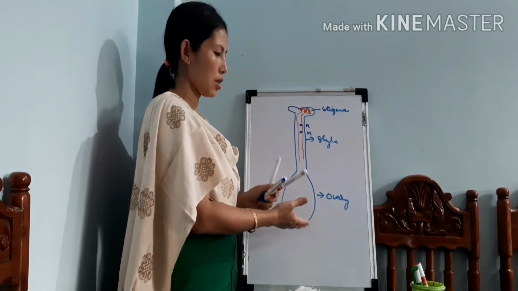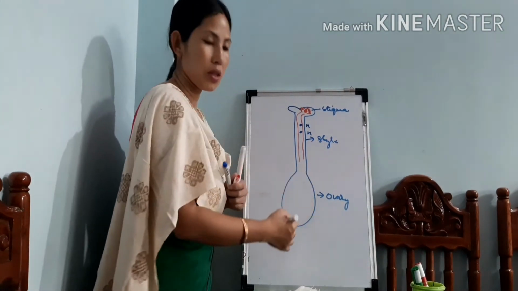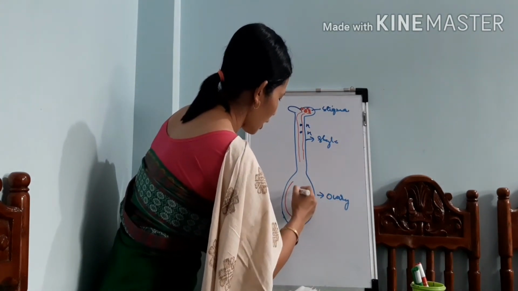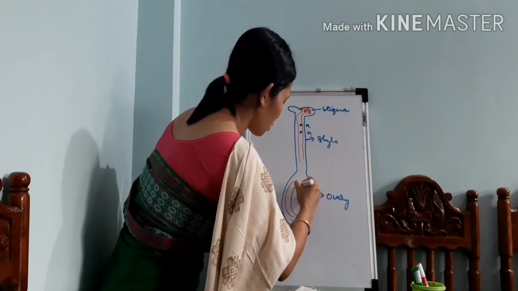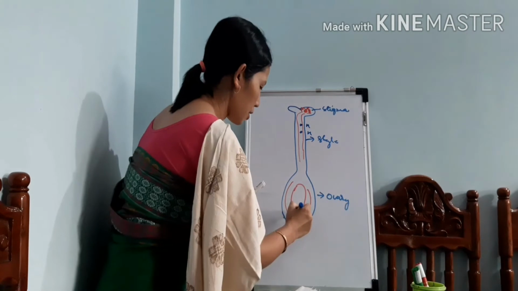Now let us see the structure inside the ovary. So inside the ovary there is an embryo sac and an ovule, right? And this ovule contains an egg.